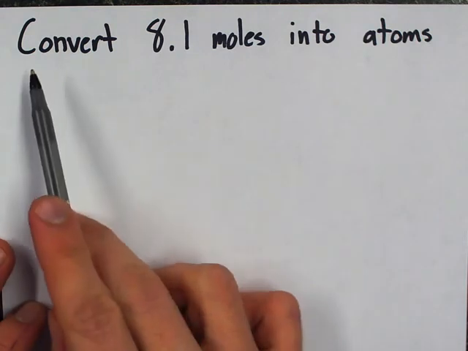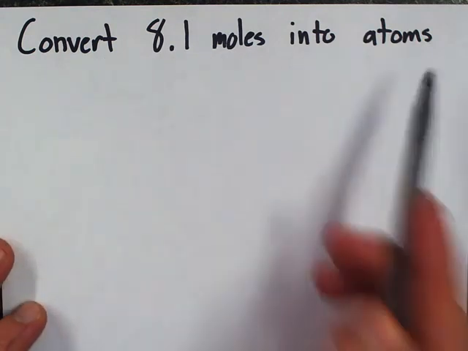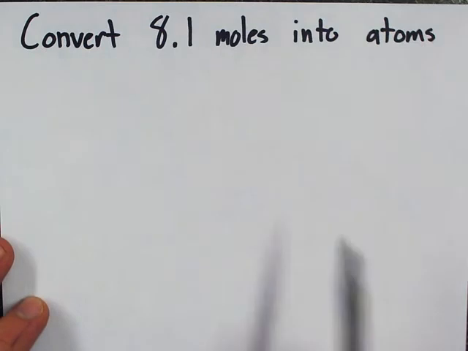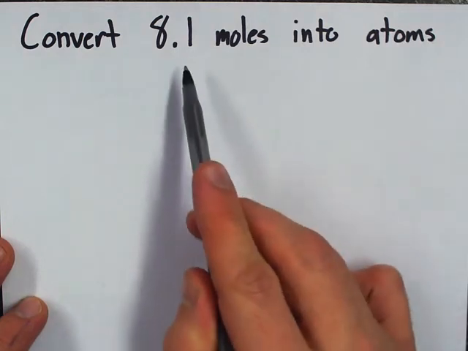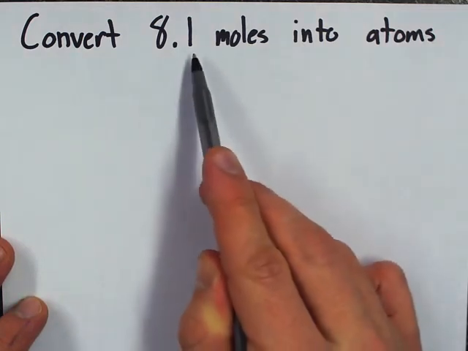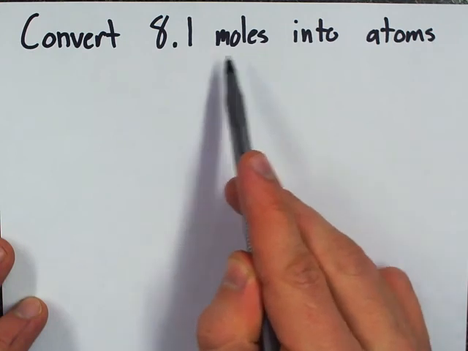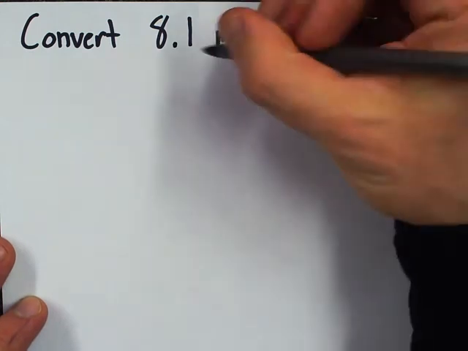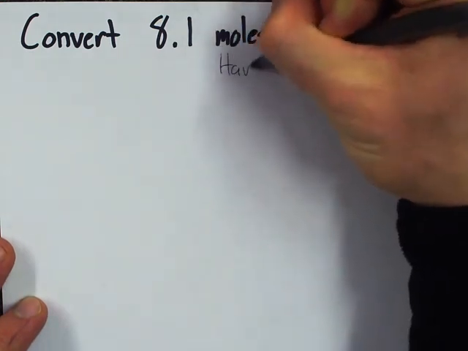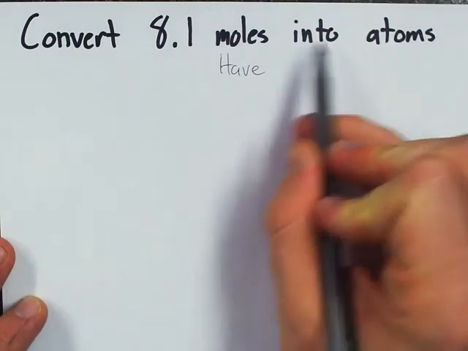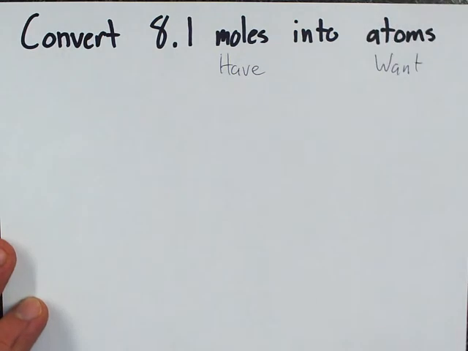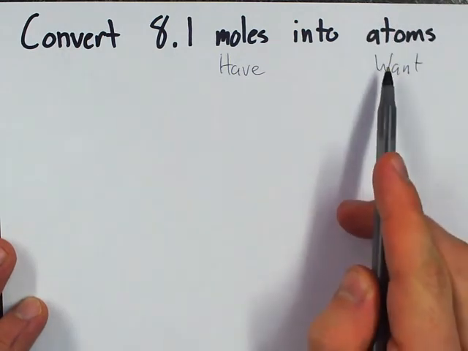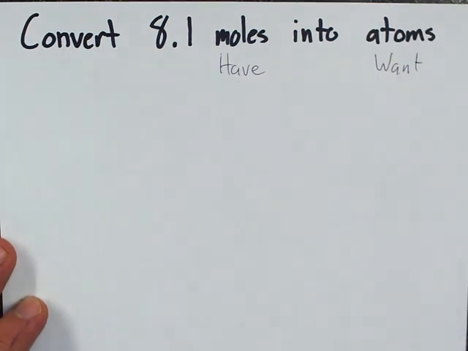So the question just asked, convert 8.1 moles into atoms. Our first step for unit conversions is to identify the unit we want and the unit we have. So the unit we have is the unit that our original value is given in. So we have 8.1 moles. That's the unit we have. And we want to convert it into atoms. That's the unit we want. So we've identified we want atoms, we have moles.